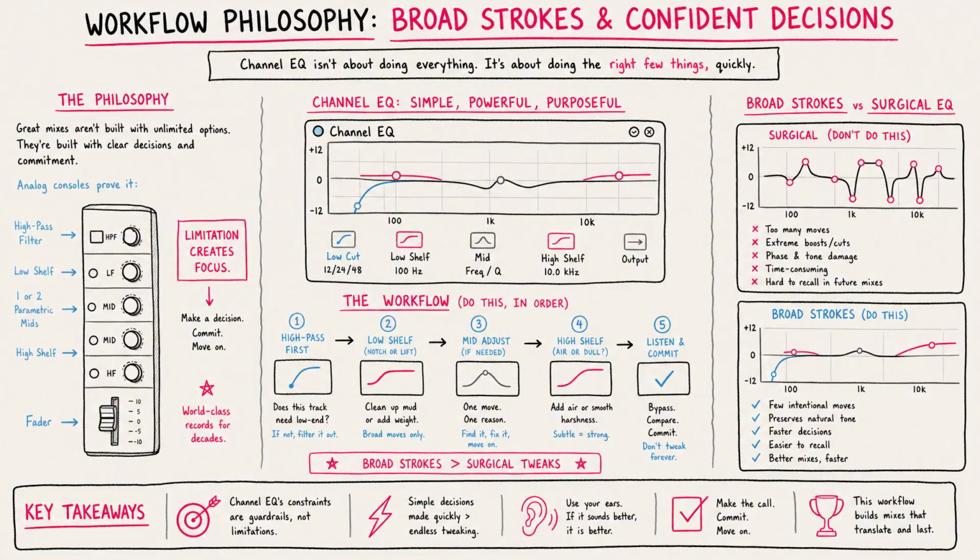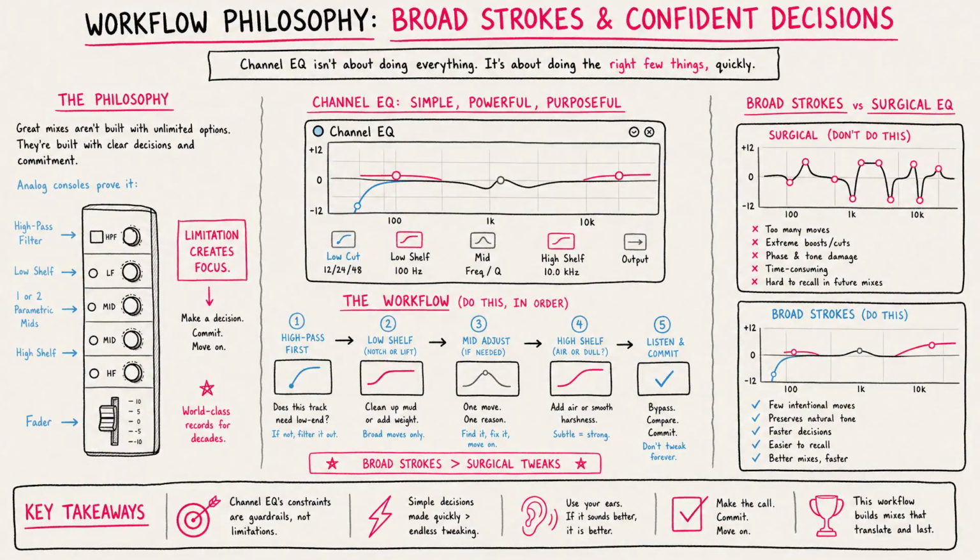Channel EQ embodies a specific mixing philosophy. Most tracks need simple, broad tonal shaping rather than complex surgical intervention. The device's constraints, fixed shelf frequencies, limited Q range, single mid-band, aren't limitations so much as guardrails that keep you focused on musical decisions. Consider how a mixing engineer works on an analog console. They don't have unlimited bands and surgical Q settings on every channel strip. They have a high-pass filter, a few shelves, maybe 1 or 2 parametric mids. And yet, world-class records have been made on these consoles for decades. The limitation forces efficiency. Make a decision, commit, move on.